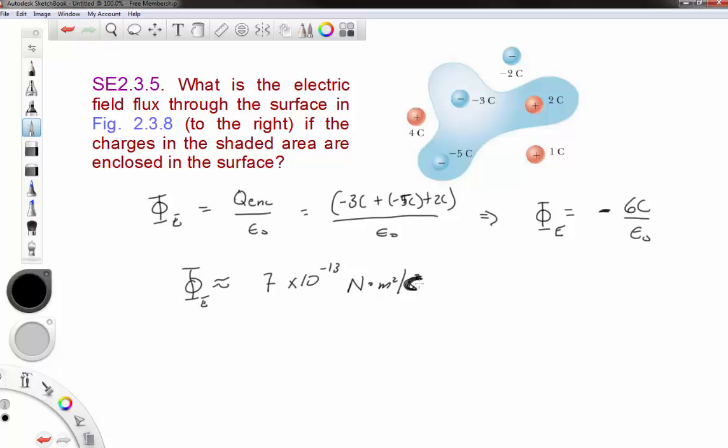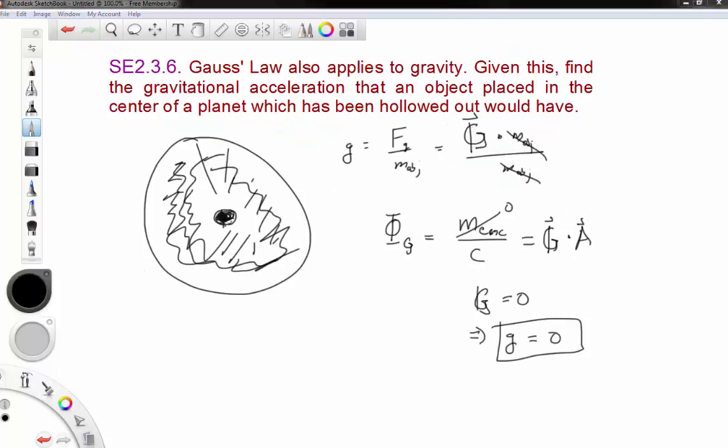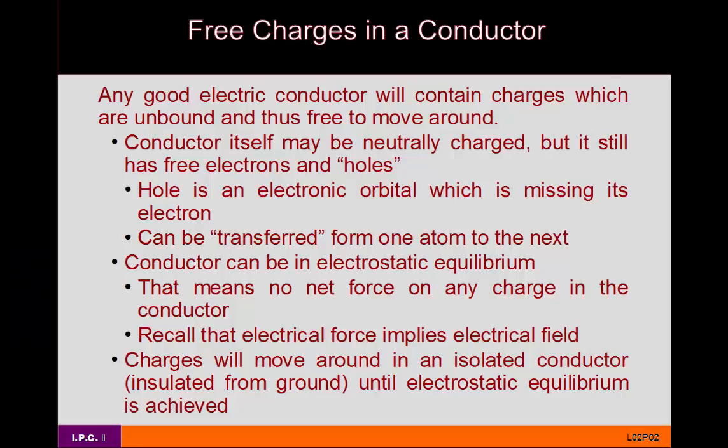Coulomb, not coulomb squared. So that's the total flux outward from this surface. What I want to talk about now is free charges within a conductor.